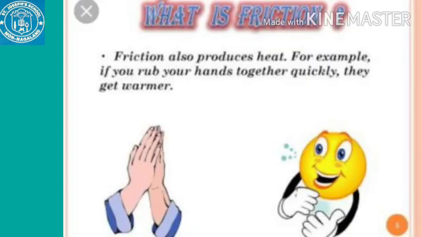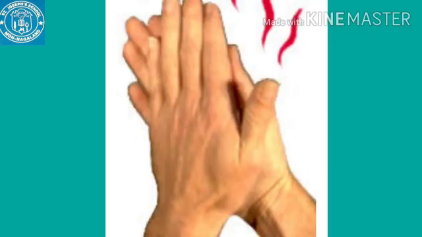Friction also produces heat. So rub your hands together and then put them against your face. You will feel warm or not? Yes, you do it, so that you can understand also.